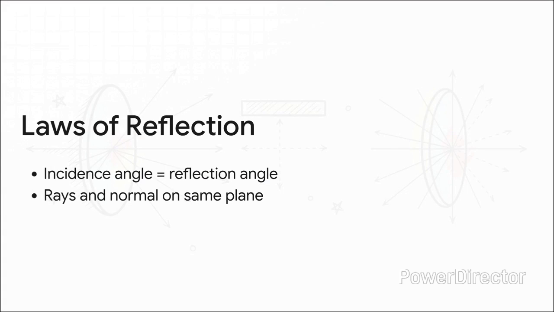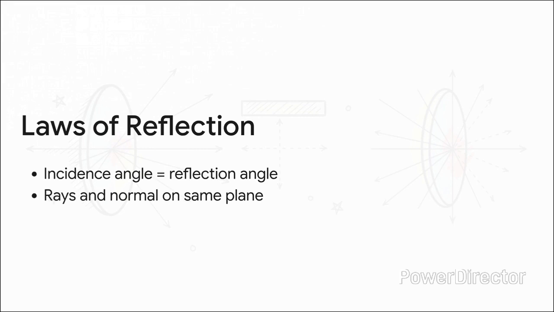Law number 1, the angle of incidence is always precisely equal to the angle of reflection. So, if a light ray hits a surface at a 40-degree angle, it bounces off at exactly 40 degrees, every single time. Law number 2, the incident ray coming in, the reflected ray bouncing off, and that imaginary perpendicular line we call the normal, they all lie perfectly flat in the exact same plane. These strict, unbending laws govern every single bounce of light in the entire universe.